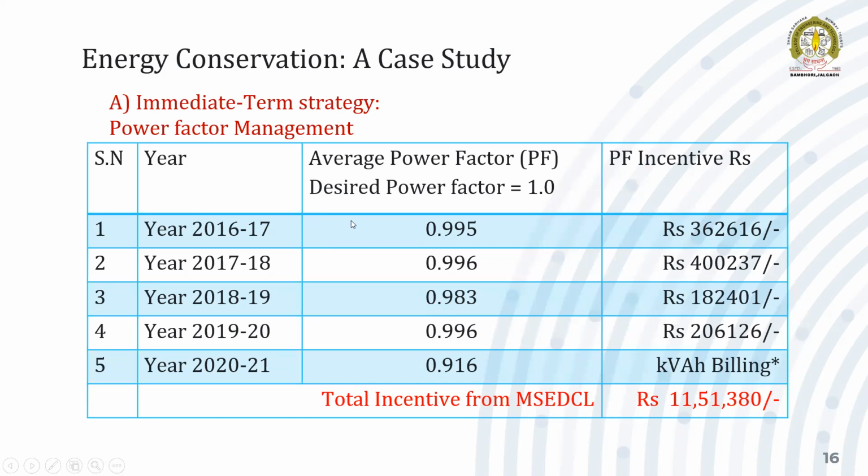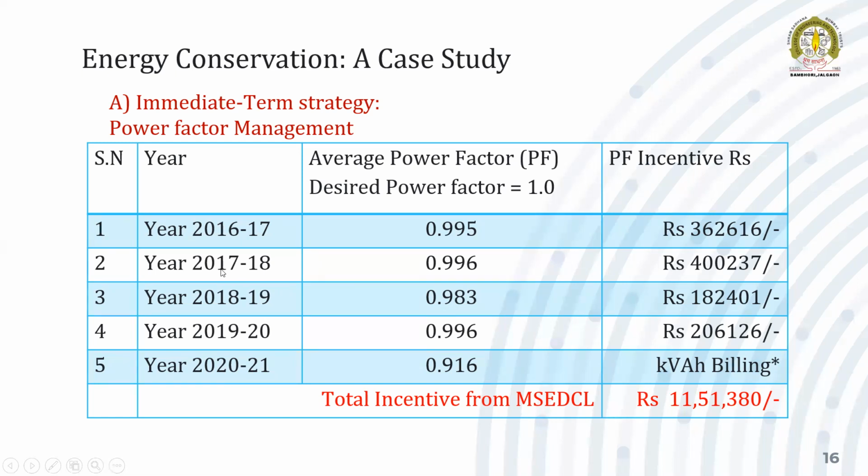Immediate term: we have maintained the power factor because we get a power factor incentive from MSEDCL, from the grid supply. In year 2016-17, the average power factor is 0.995. The required power factor is unity, but it is highly maintained at 0.995. And we get the benefit in the form of an incentive, which is 3,62,616 rupees in the year 2016-17. This amount is reflected in the electric bill.